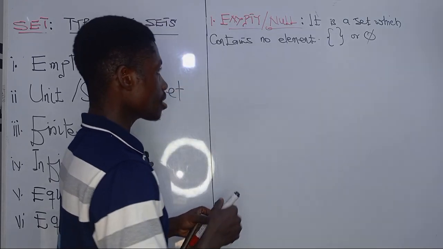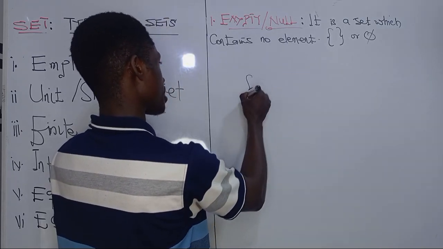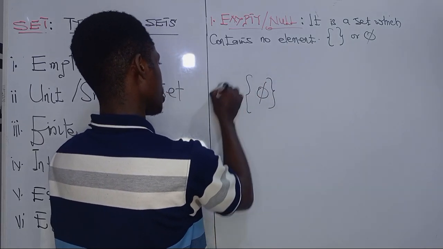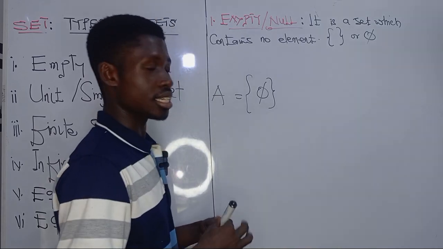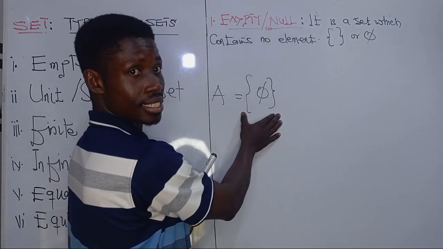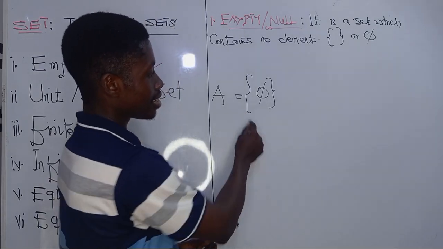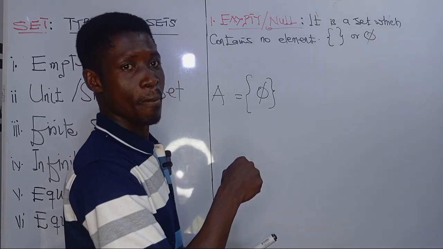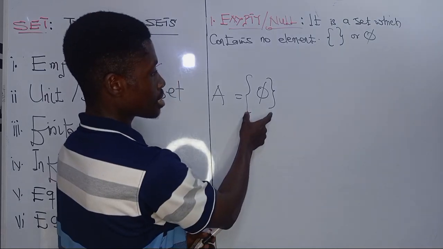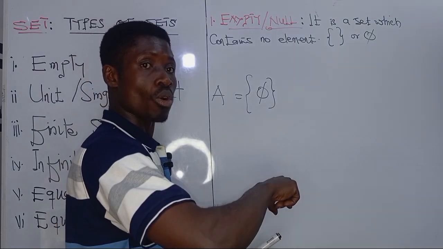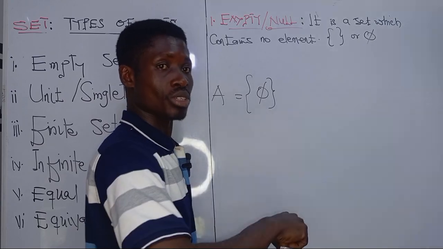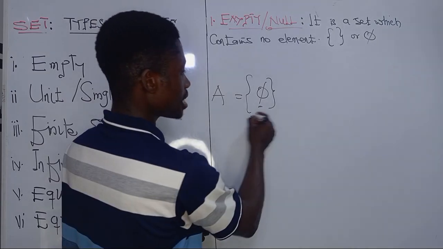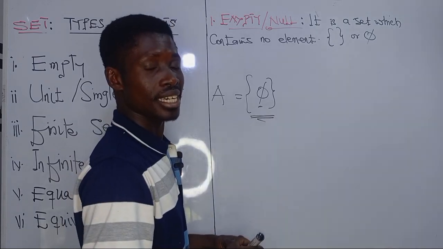Now, this set, so let's take it that you have a set A which contains this element. Okay, now this set is not an empty or a null set, because this seems like putting an empty box inside another empty box. So it means that with this set, it contains one element. So this set is not an empty set.